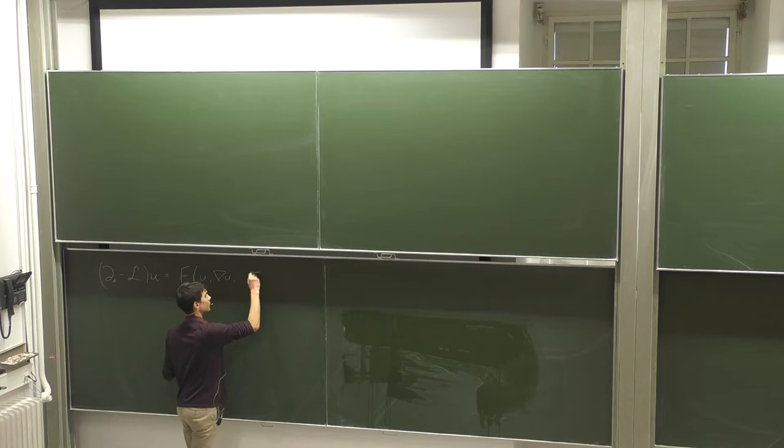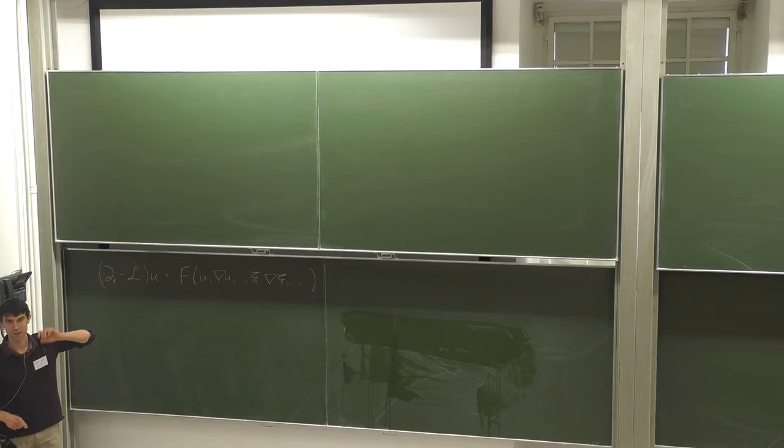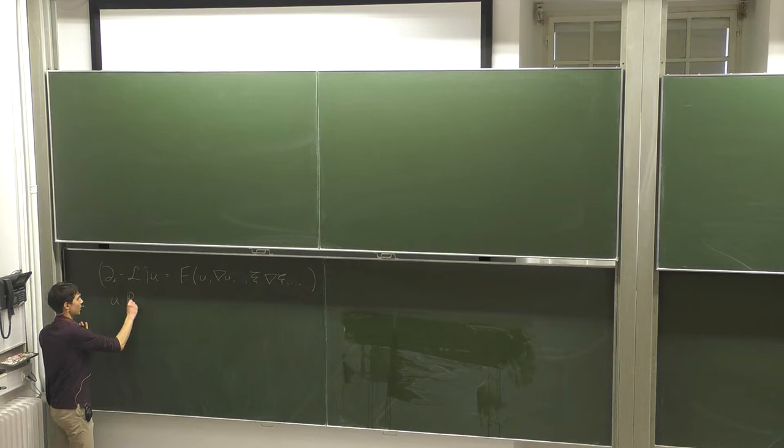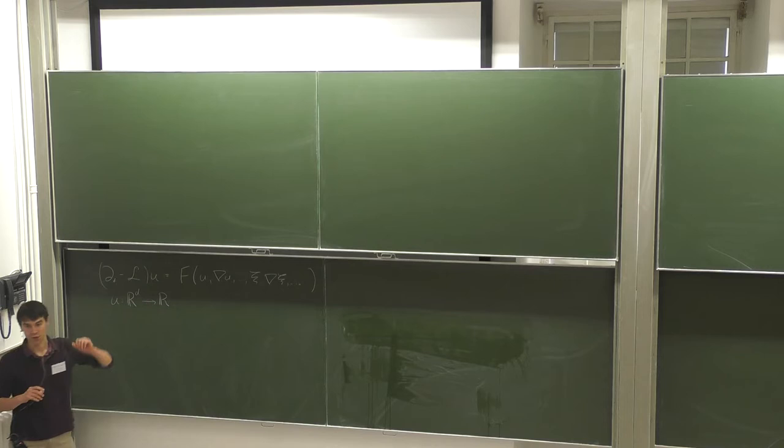To remind you, partial t minus L is some parabolic operator. U is going to be a function or, in general, a distribution from R^d into R. Xi is similarly a function or distribution, and f is a smooth function of the jet of U and of Xi.